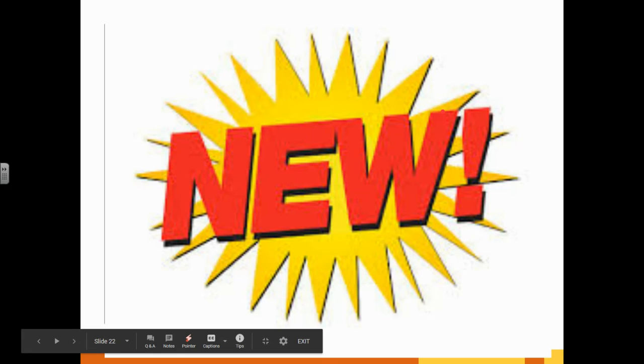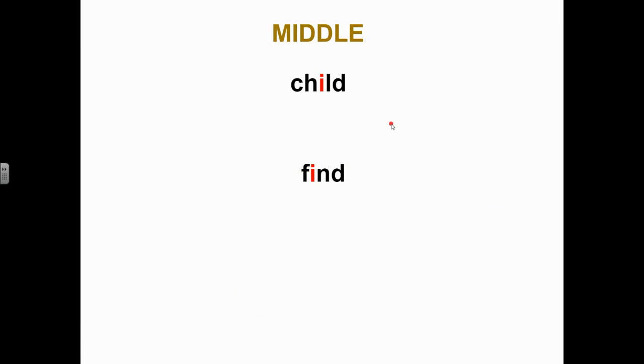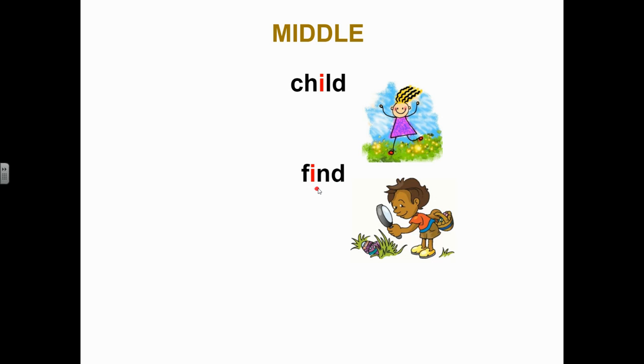All right, new today. Let's do two new long I spellings. This is the word child, and I hear the I in the middle. Child. I also have the word find. Find. Like this little girl, she is looking for Easter eggs.